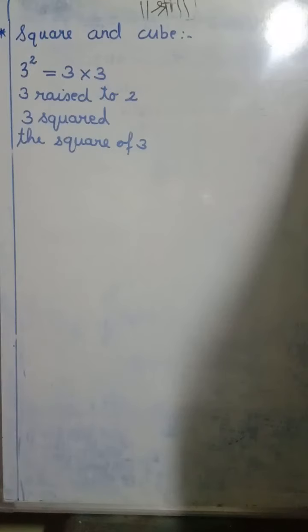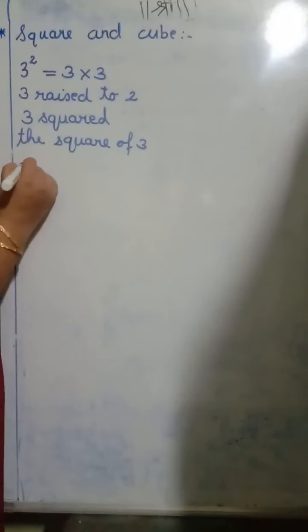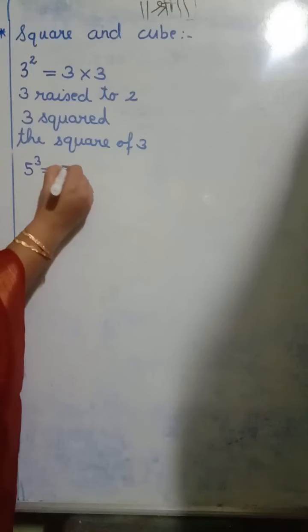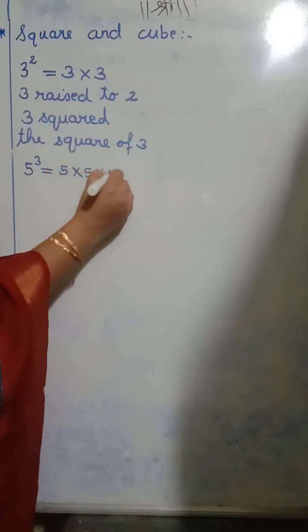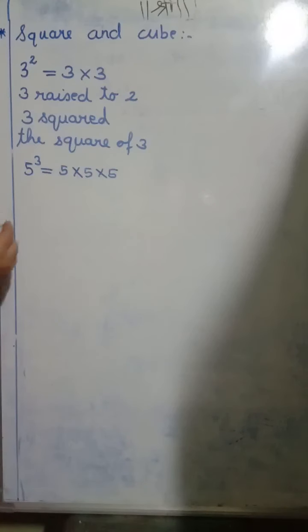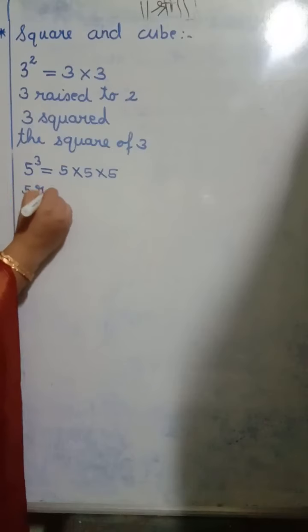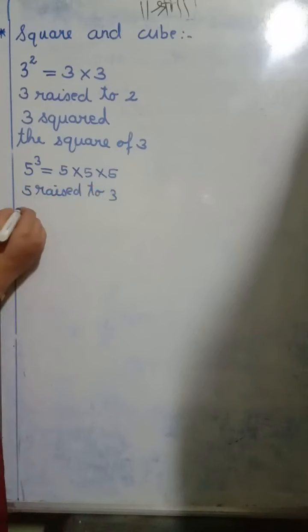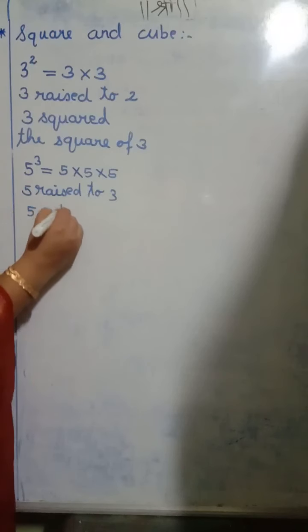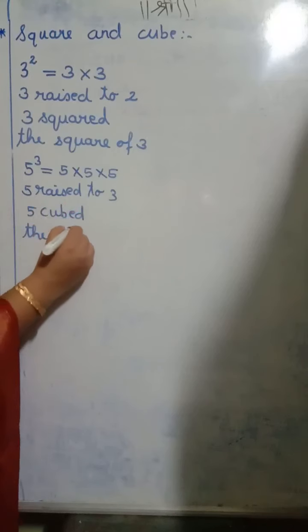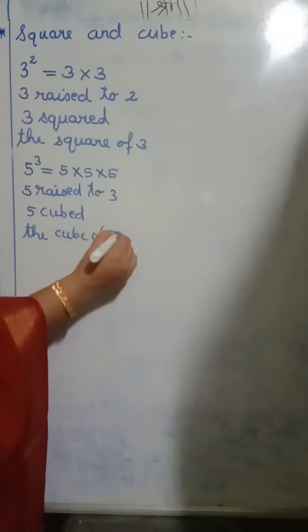Now if I take another number in the index form, that is 5 raised to 3, how will you write or read this? First we will write it in multiplication form: 5 into 5 into 5, which means you multiply 5 three times. Now how to read this? That is 5 raised to 3, or 5 cubed, or you can say the cube of 5.